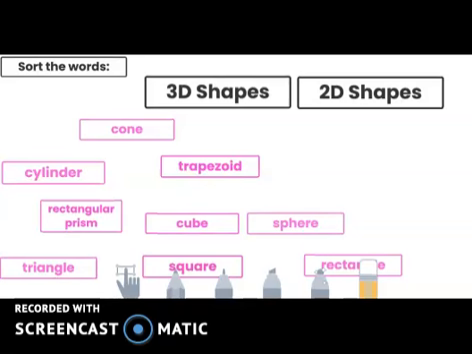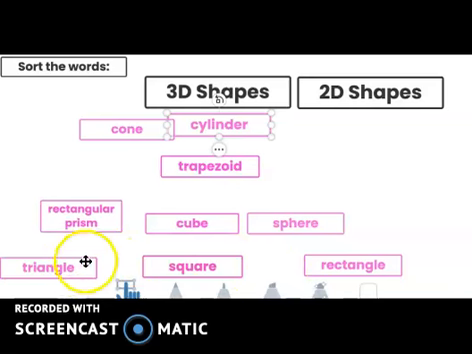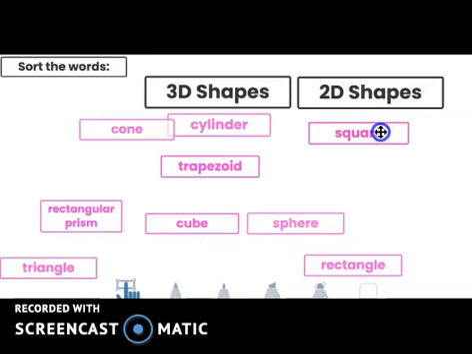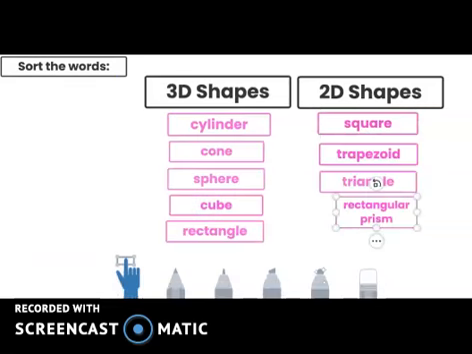And so I would start by saying, let's see, a cylinder. I know that I can hold that in my hand and it holds water. That's then got to be a 3D shape. So I'm going to move it over to the 3D shape line. And I'm going to go through this and do this. Let's see, I know that a square I cannot pick up. It's a 2D shape. I'm going to go ahead and continue to sort these.